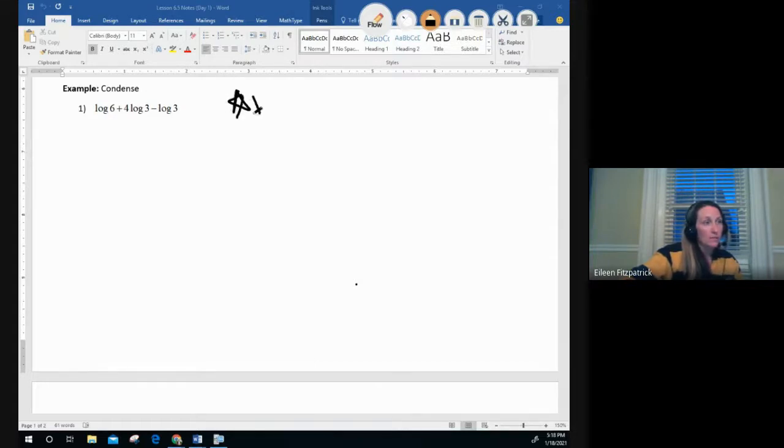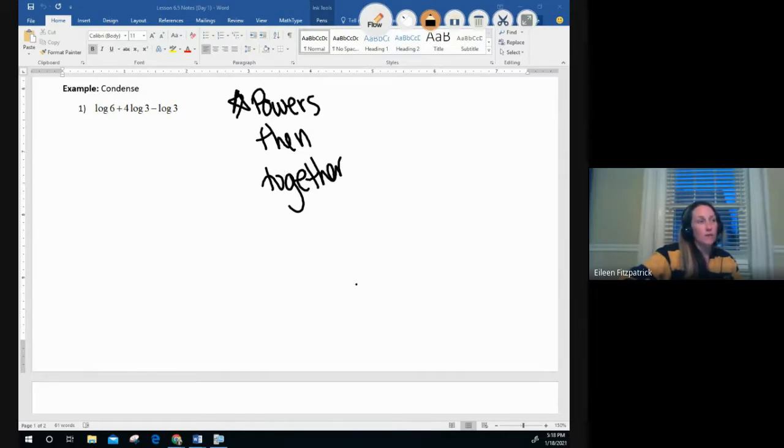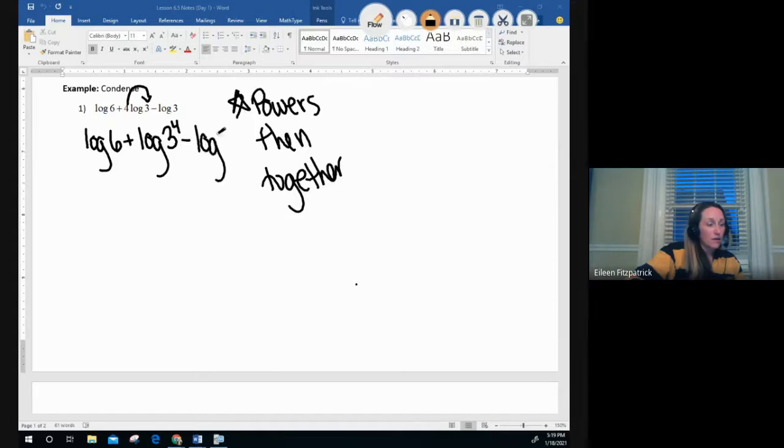So I'm going to say powers, then together. All right. So again, that means take care of your exponents first, then start from left to right, taking care of the addition and subtraction. So the 4 goes back in the exponent. So I'm going to have log of 6 plus log of 3 raised to the 4th minus log of 3. All right. Then from left to right, addition pairs with multiplication.